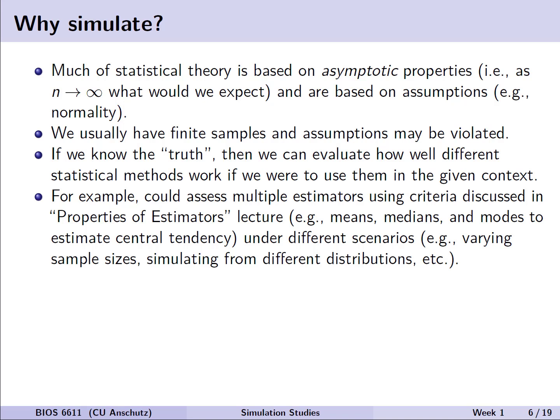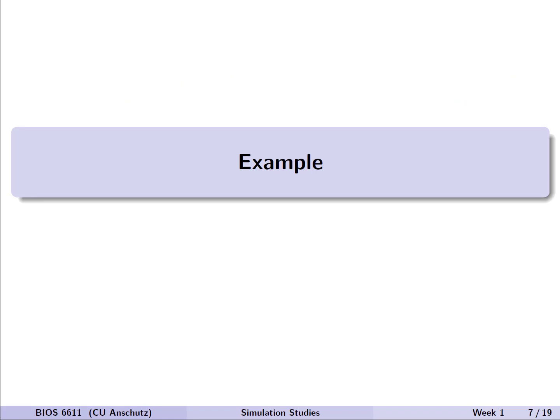For example, we could assess multiple estimators like we discussed with the criteria in the Properties of Estimators lecture. And we could do so under different scenarios with maybe different sample sizes or different types of underlying distributions to address questions about, well, what would happen in a given scenario if I happened to encounter it? So with that sort of motivating features in our mind, let's take a look at an example.